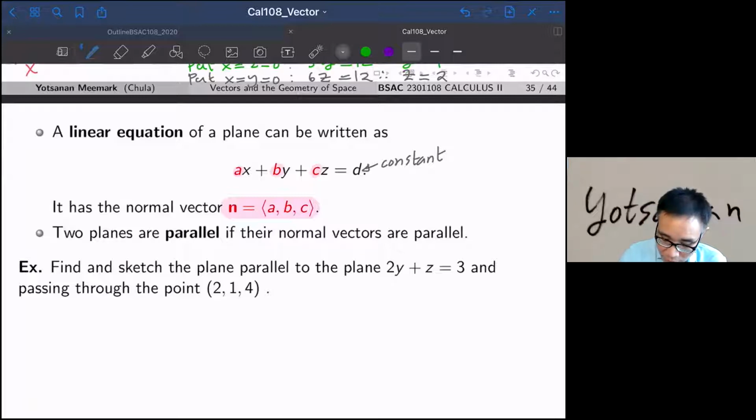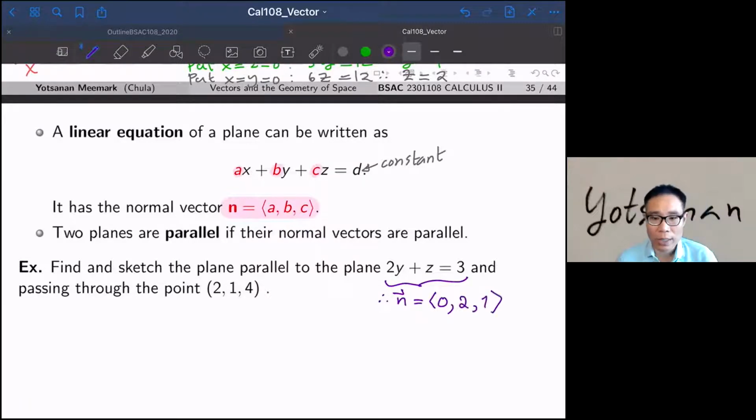For example, in this case, if you see the equation of the plane given by 2y plus z equal to 3, the thing that you're going to see is, hey, I have n equal to (0, 2, 1), because you do not see x. It means the number in front of x turned out to be 0. So that is going to be n. And we would like to find and sketch the plane parallel to the plane 2y plus z equal to 3.